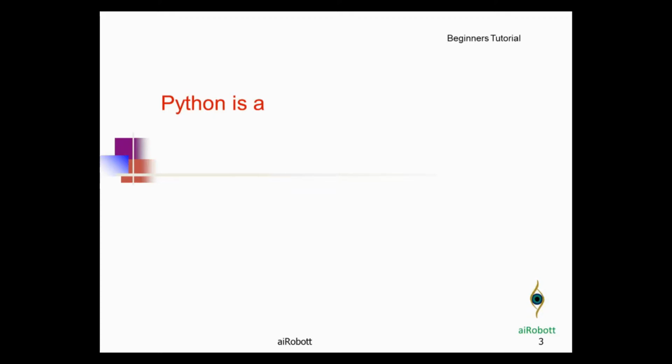Okay friends, now what is Python? We will see. It is a high level language. Python is a high level language. What is the meaning of high level language? It is designed to be a highly readable language. Human readable language also.